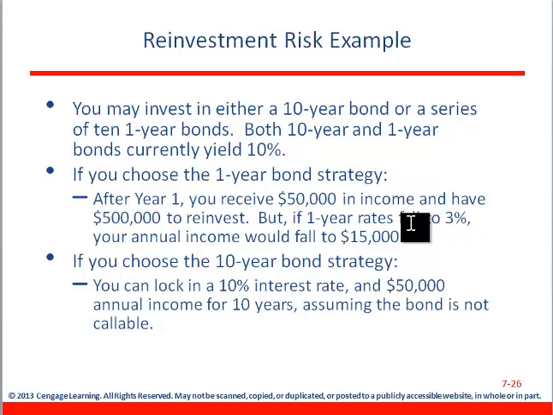Reinvestment risk is higher with short-term bonds. Okay? Now let's look at a 10-year security. With a 10-year security, because it has a 10% 10-year rate, you are going to earn $50,000 every year for 10 years. There is no reinvestment risk for 10 years. Okay? All right, so this is an illustration of reinvestment risk. In this case, the short-term bond has high reinvestment risk, and the longer-term bond has less reinvestment risk. All right.